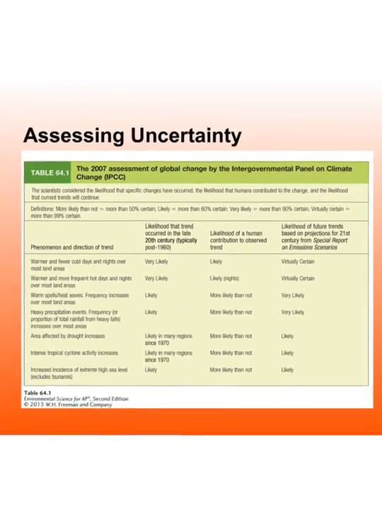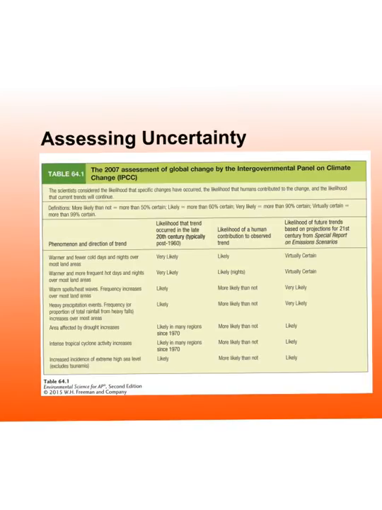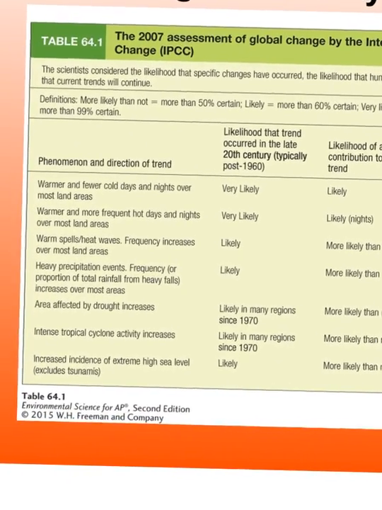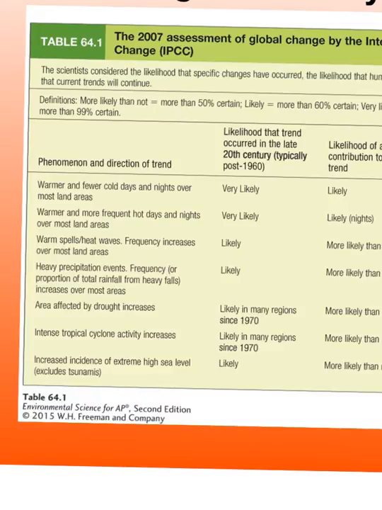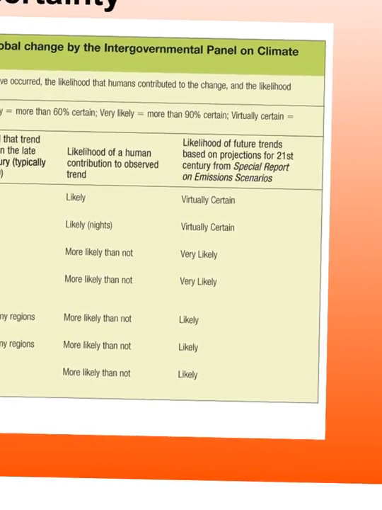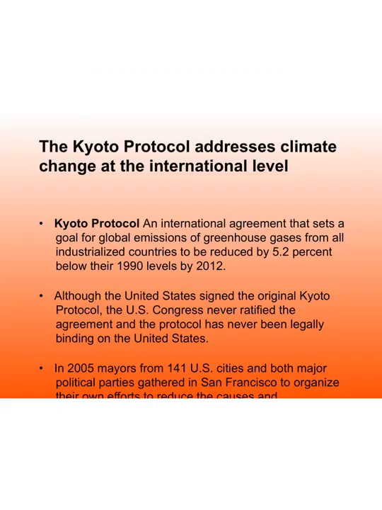Okay, so let's look here. The Intergovernmental Panel on Climate Change. You need to look at this graph and make sure you know these. These are all pretty likely that they're humanly caused. Just very, very bleak. We need to do something about this.